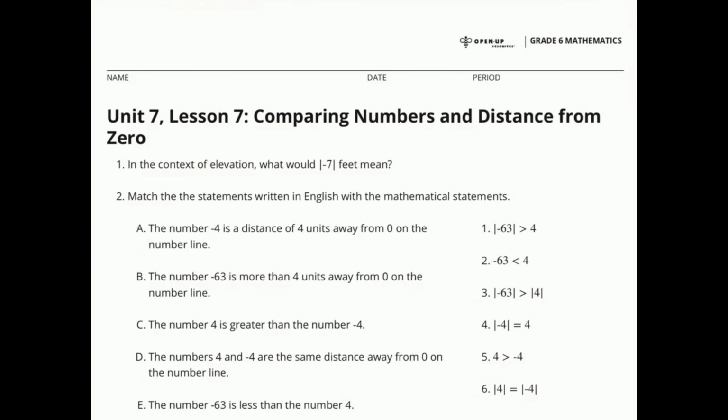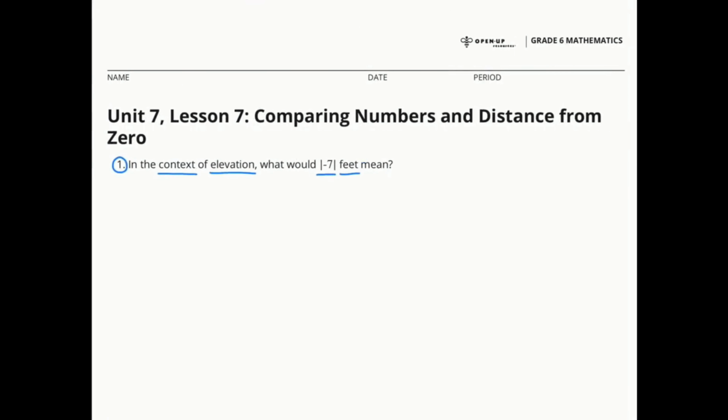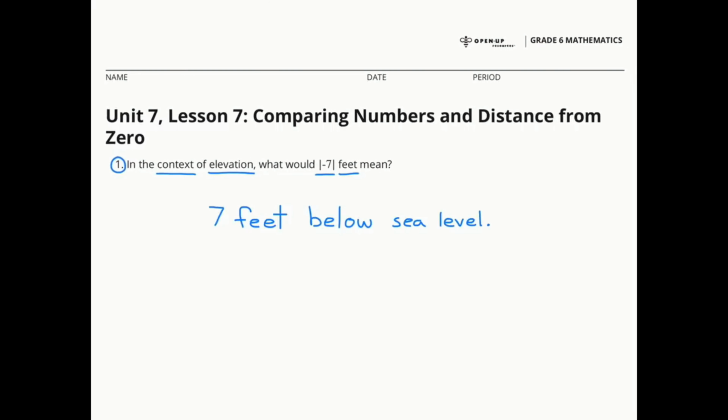Unit 7, Lesson 7, Comparing Numbers and Distance from Zero. Number 1. In the context of elevation, what would the absolute value of -7 feet mean? Its meaning would be 7 feet below sea level.